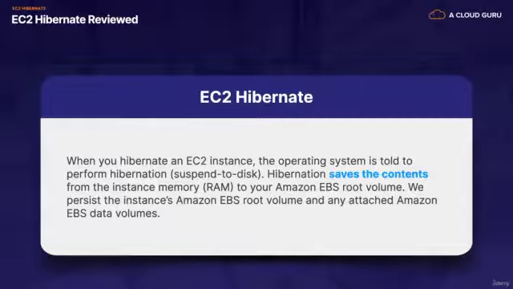Now with EC2 Hibernate, we can hibernate our EC2 instance. This is where the operating system is told to perform hibernation, such as suspend to disk, and hibernation saves the contents from the instance memory, or the RAM, to your EBS root volume. And we persist the instance EBS root volume and any attached EBS data volumes. So essentially it's taking the RAM and saving that to your EBS root volume, and that makes it a lot faster to load up when you reboot it.